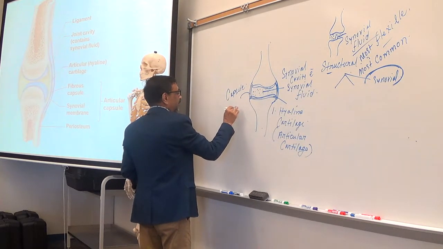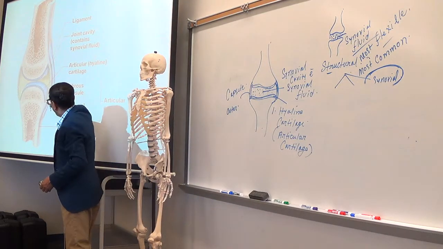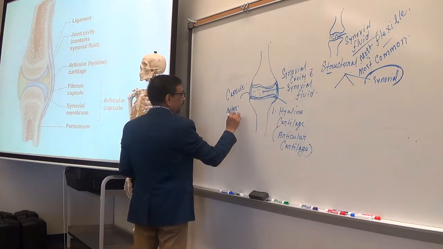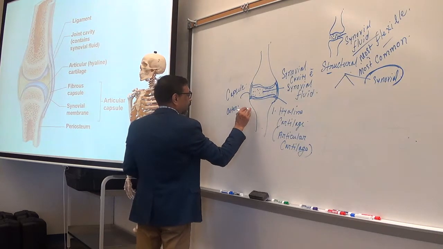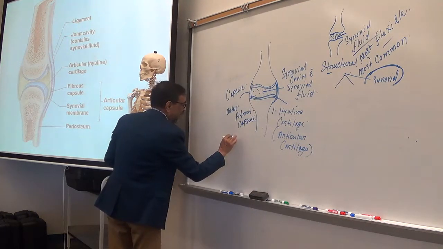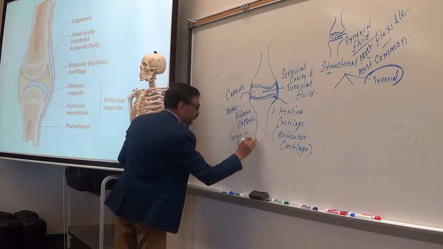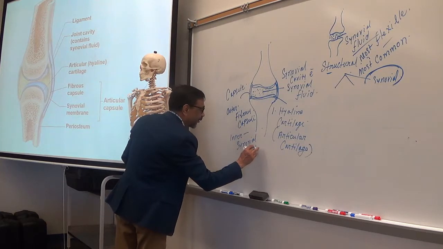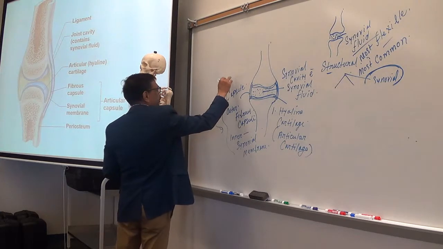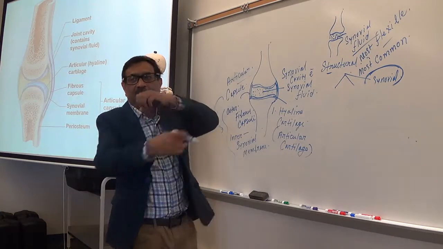Outer is the fibrous capsule and inner is the synovial membrane. Okay, so those 2 layers: outer fibrous capsule, and inner layer is the synovial membrane. So these are 2 layers of the articular capsule. Okay, articular capsule.